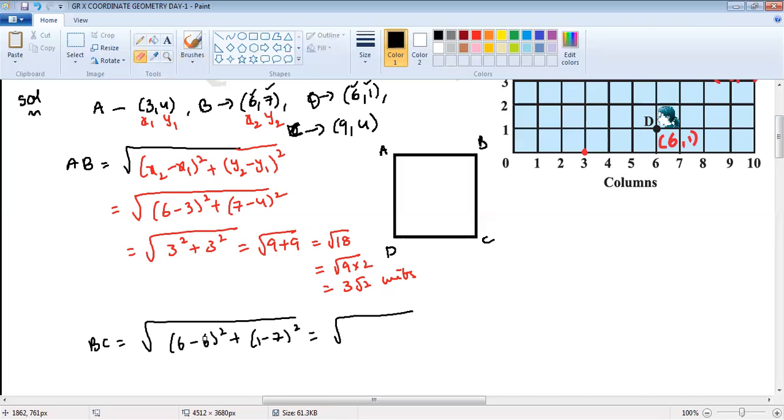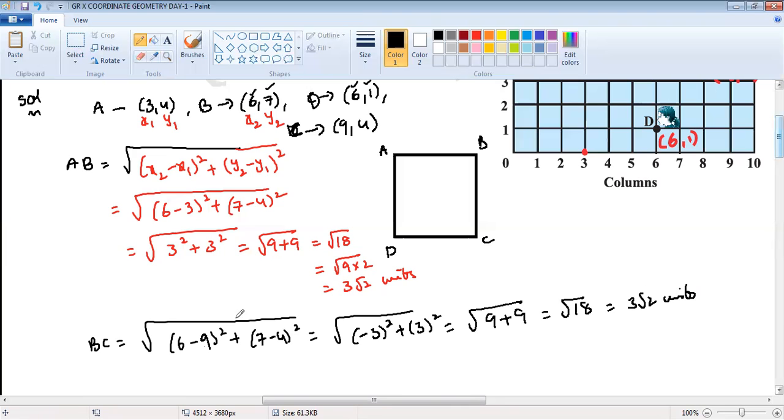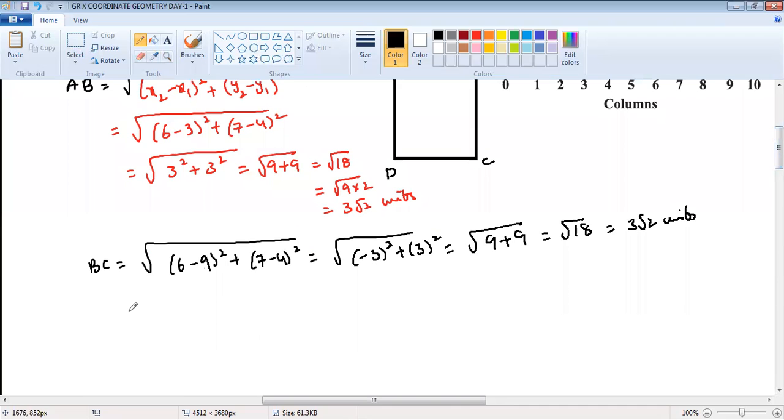It is 6 minus 3 whole square and 7 minus 4 whole square. Correct. Now it is correct. 6 minus 9 whole square and 7 minus 4 whole square. 6 minus 9, so minus 3 whole square and 3 whole square, which is root 9 plus 9, root 18. Root 18 is 3 root 2 units. Are you following me? Yes, sir.